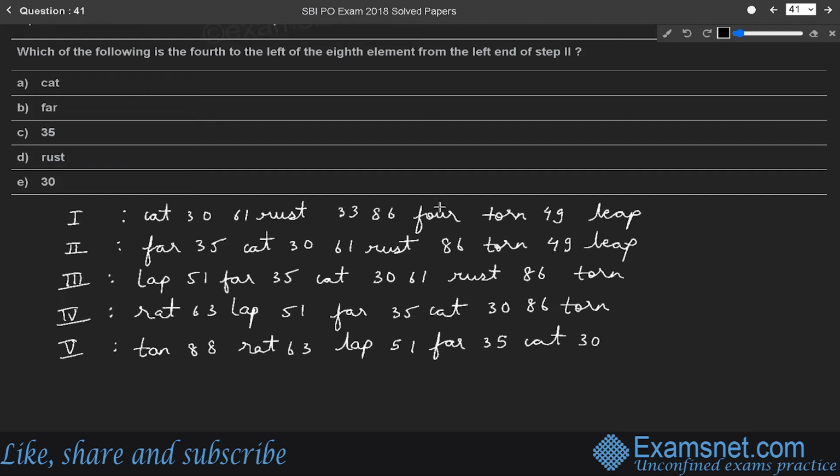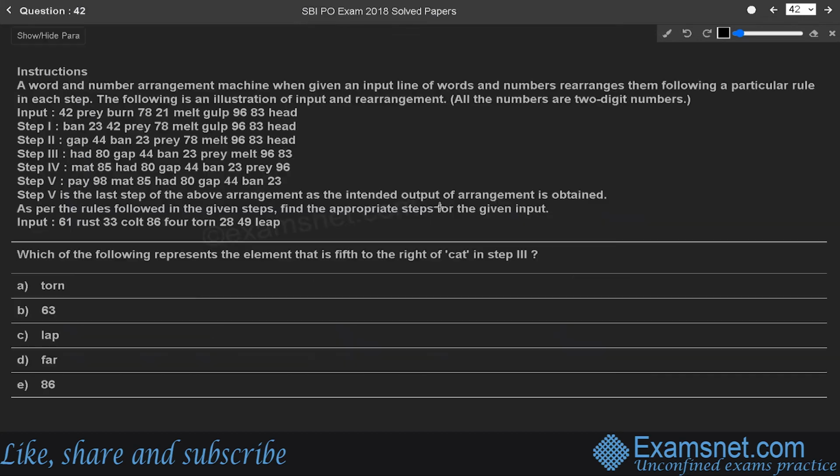Here the question is, which one of the following is fourth to the left of the eighth element from the left end of step 2nd? We can see that the eighth element from the left end in step 2nd is torn. So we can say that fourth to the left of the torn is 30. So the correct option here will be option number E, which is 30.